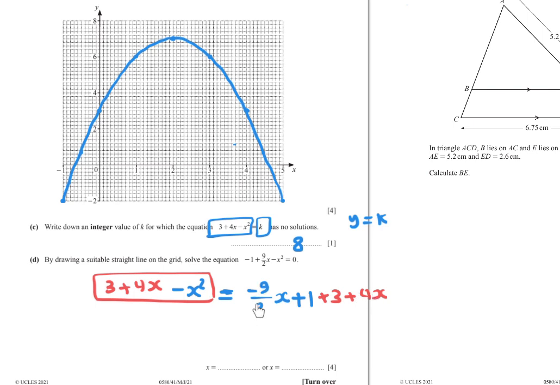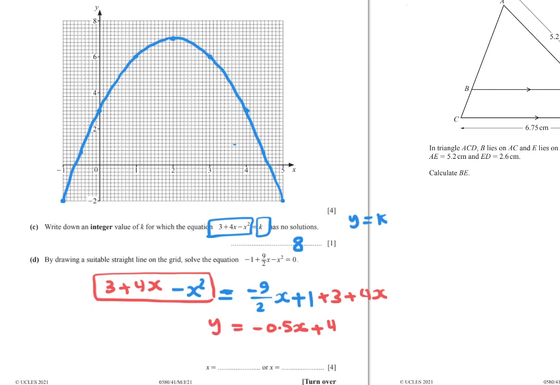Negative 9 over 2 x plus 4x: just add negative 9 over 2 plus 4, you get negative 0.5. So this will be negative 0.5 x. And we have 1 plus 3, which is 4, so plus 4. Because this is the equation of the curve, this is y. So y equals negative 0.5 x plus 4. This is the suitable line we have to draw.